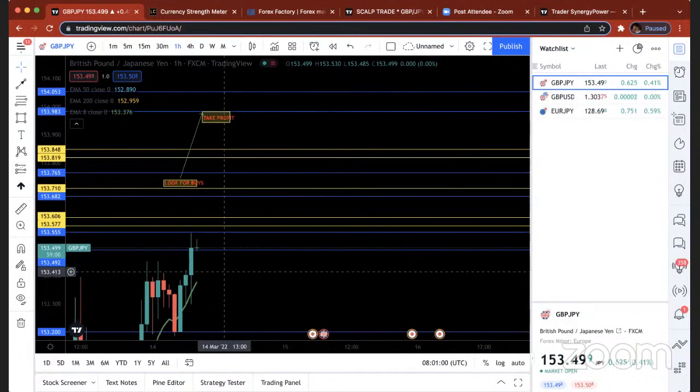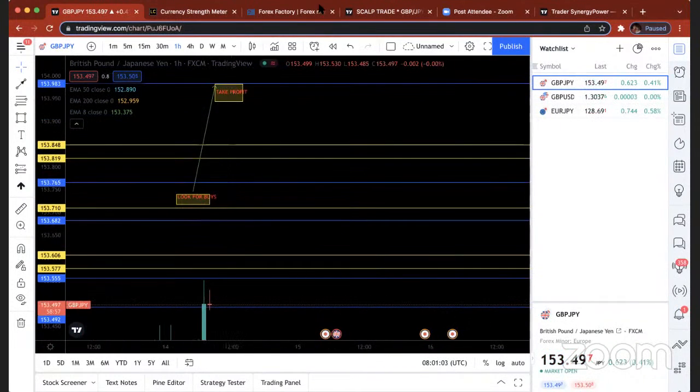All right, so the hourly didn't close so strong. This one did close above this 4-hour zone, but we're gonna pay attention to price.